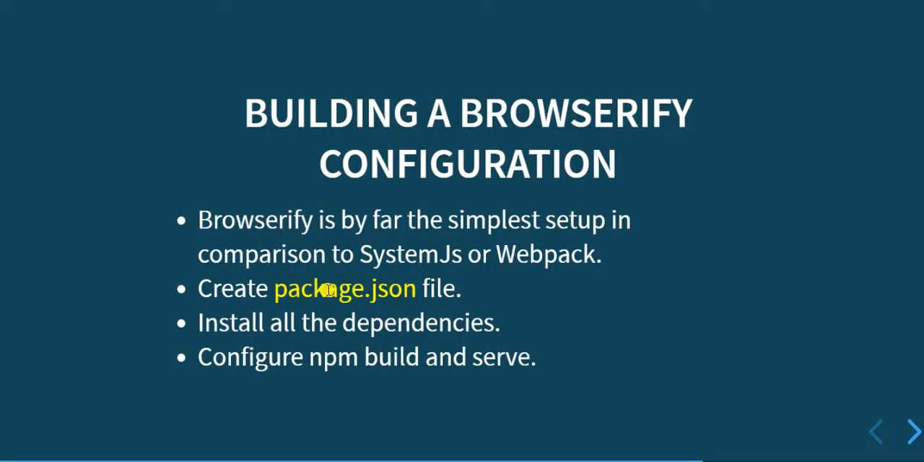So far we were doing everything using the command line. We can configure Browserify in our projects. To do that, we need to have a package.json file. To create a package.json file, you just run npm init and go through the steps. So you will get a package.json file. After that, we can install all the dependencies and configure npm build and serve commands.